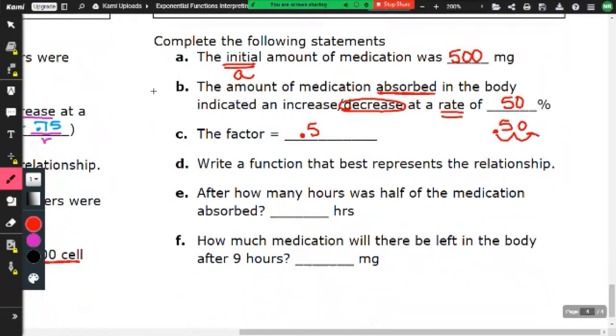It says write a function. Once again, f of x equals a times b to the power of x. F of x equals, what is my initial value? What number goes right after the equal sign? 500. What goes in the parentheses? 0.5, or 50%, to the power of x.